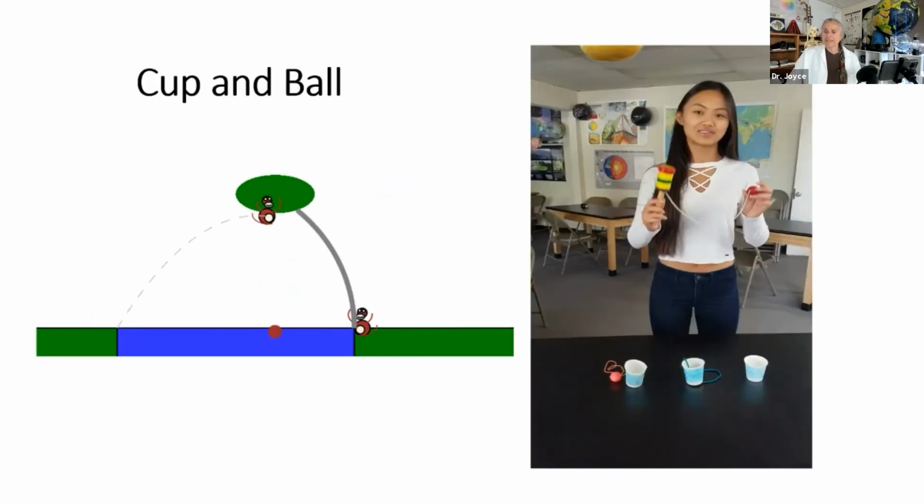Now let's look at this toy here. It's called a cup and ball. Basically, there has to be a height where it can go into the ball.